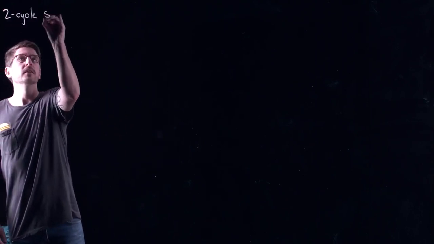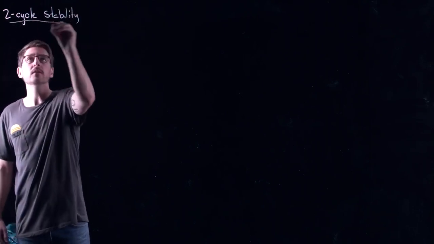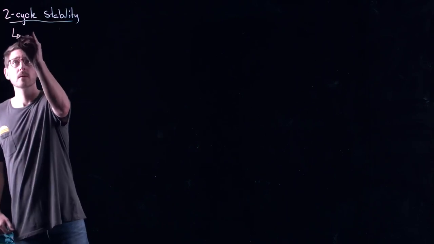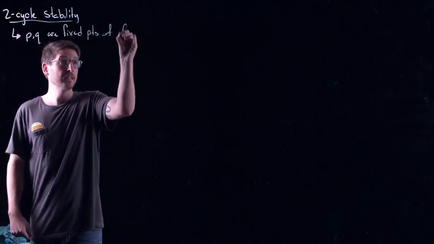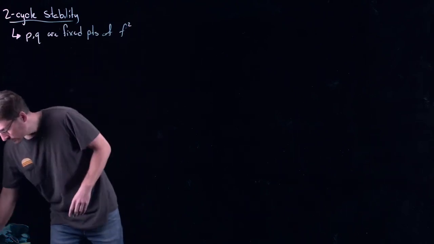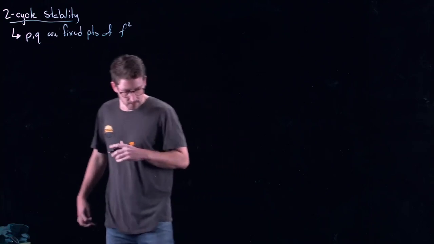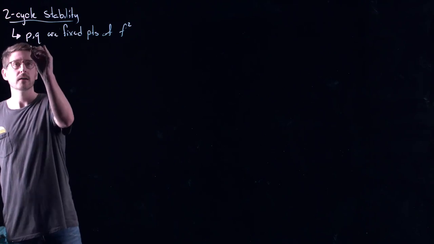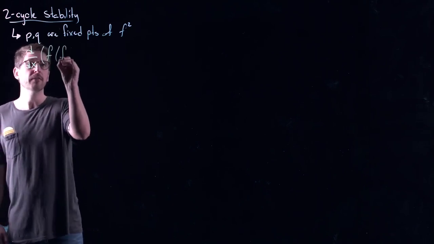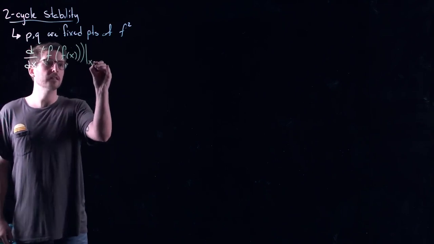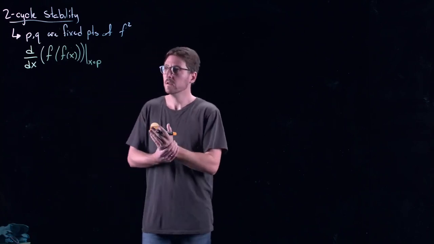We can ask ourselves, what's the stability of the 2 cycle? Now, how do you do this? So we could say 2 cycle stability. Well, the way we do this is just by looking at the stability of the fixed points of the second iterate map. So recall, P and Q are fixed points of the second iterate map. So that means that I could just look at the multiplier of the second iterate map. So I could say, let's say, the derivative of the second iterate map, so this would be f of x evaluated at x equal to, say, p. It doesn't really matter which one you evaluate at, but let's actually do this, okay?